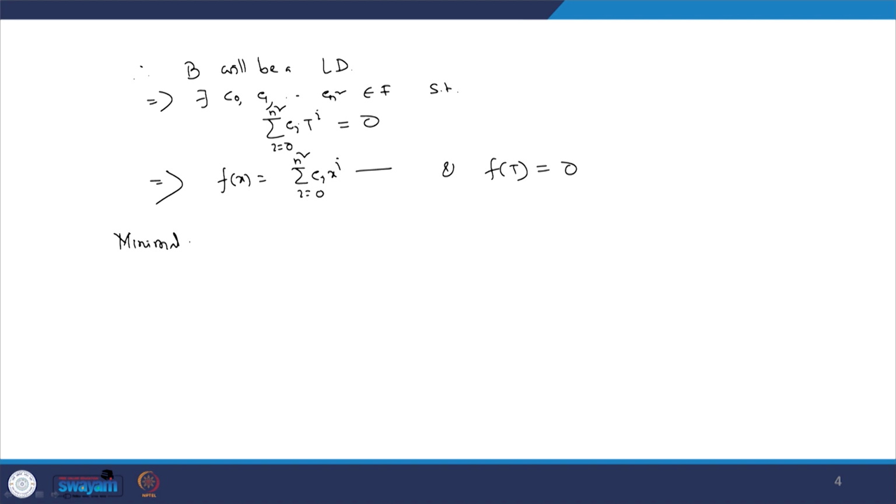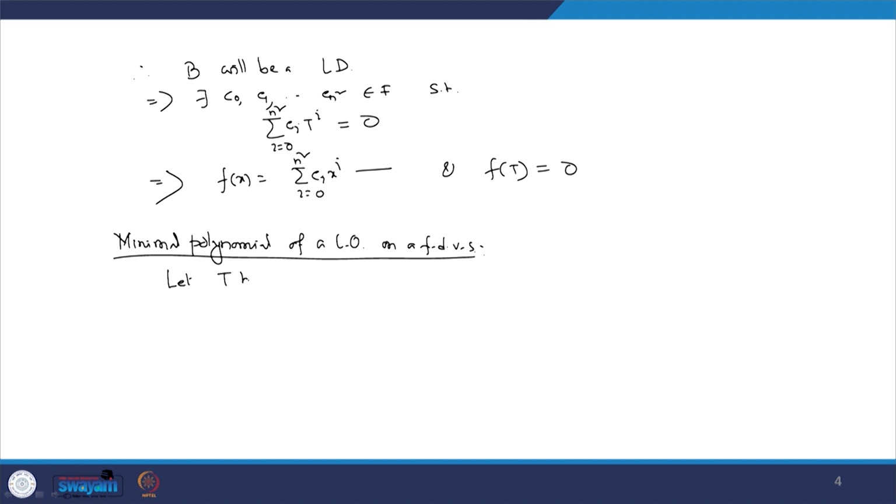Minimal polynomial please, of a linear operator on a finite dimensional vector space please. What is the minimal polynomial of a linear operator defined on a finite dimensional vector space?